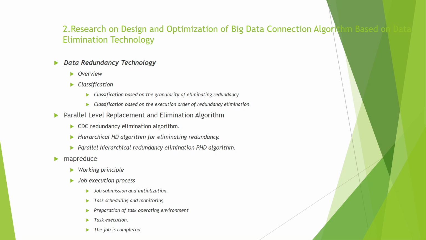Task scheduling and monitoring. The task tracker that performs the task will periodically send a heartbeat to the job tracker to inform the job tracker that it is still running. Preparation of task operating environment. Preparation of the operating environment includes JVM startup and resource isolation, which are all implemented by the task tracker.